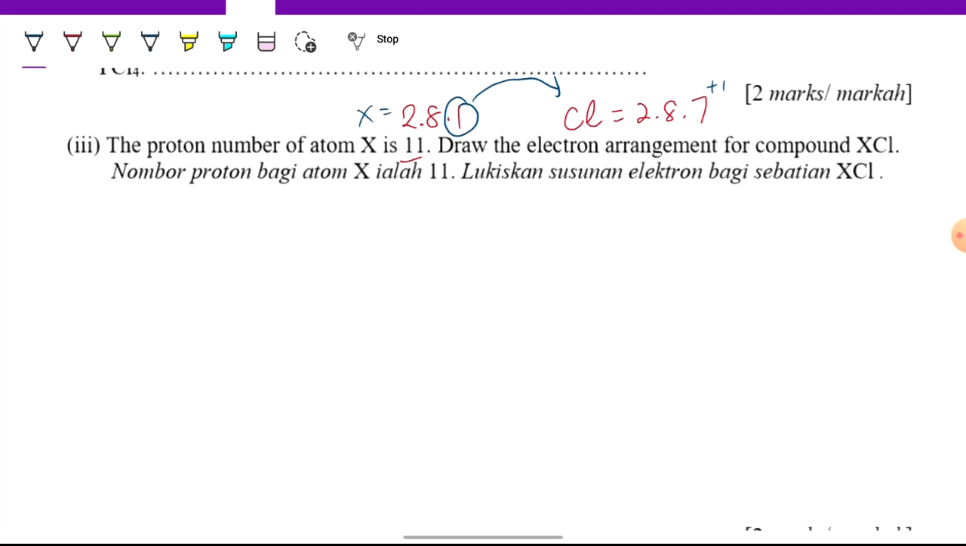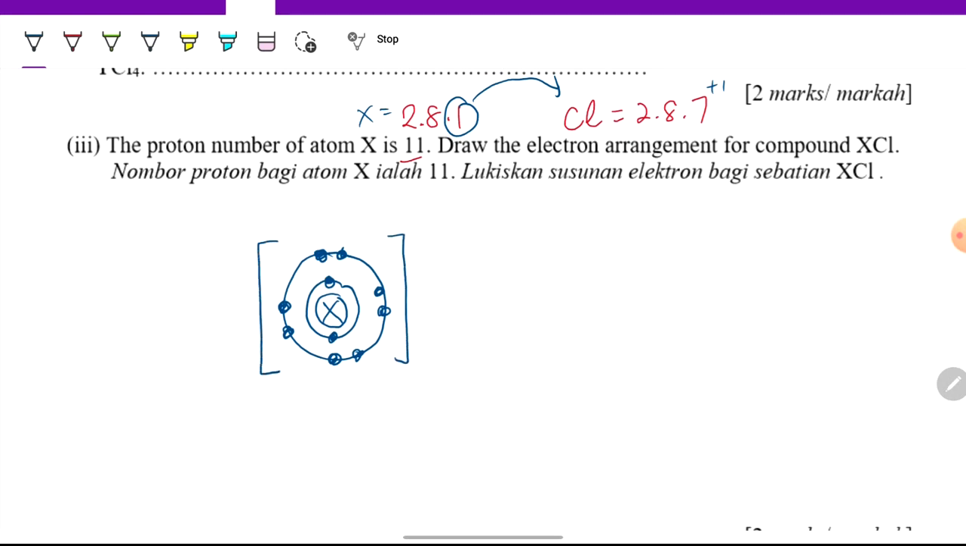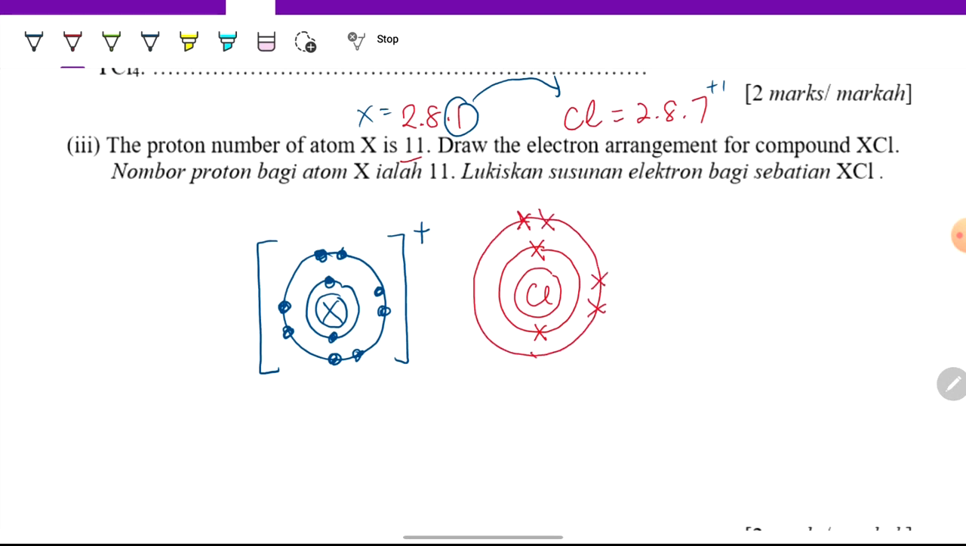Okay, so let's say we draw the X first. X is 2.8, so 2, okay, 8. So this one, we draw the compound already, it has already achieved octet, so we have to put in the charge. So this one is plus one. Okay, the other one will be for the chlorine. So Cl, nucleus first. Okay, first shell, 1 2. Then 2 3 4 5 6 7 8. Okay, this is shell number 2, shell number 3.